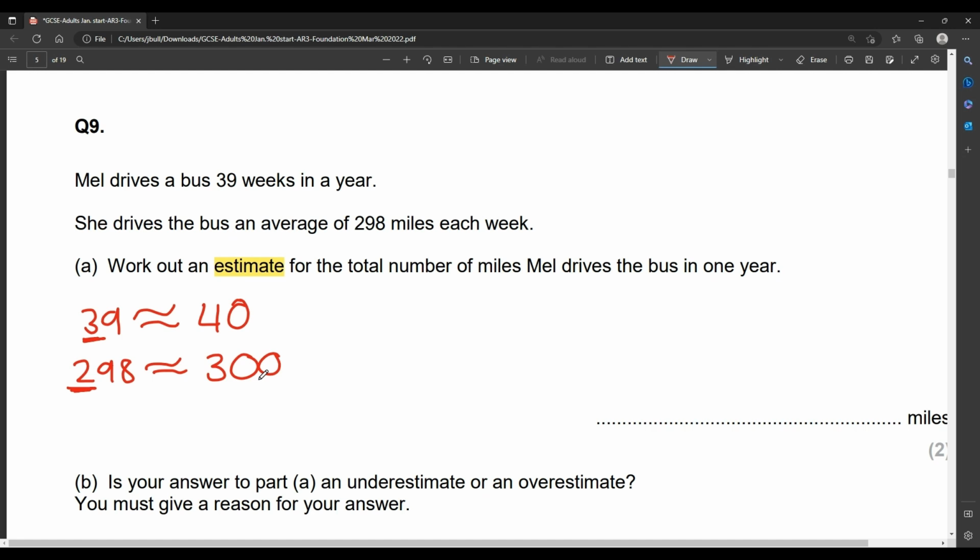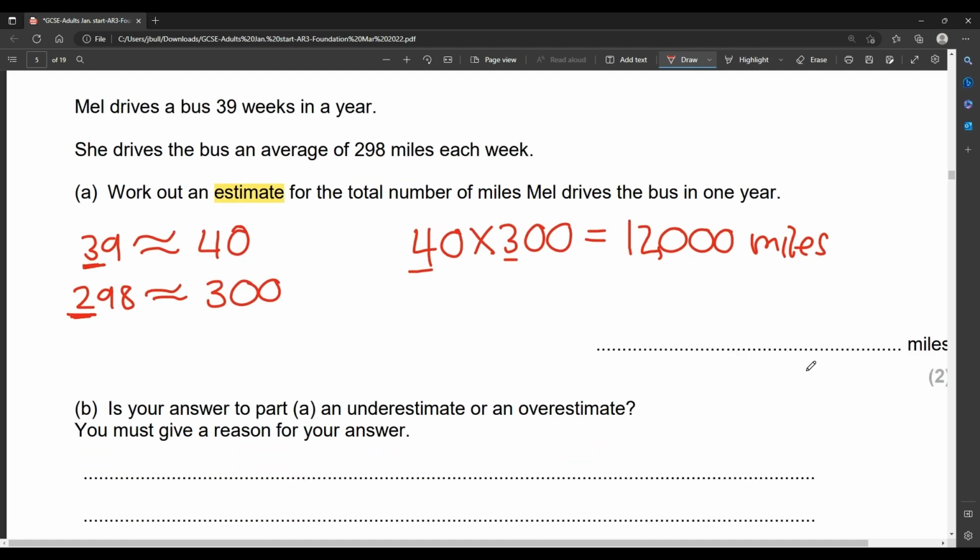And then we would work out the total just as we usually would. So we want 40 miles times 300 weeks. So 4 times 3 is 12. And we just add all these zeros on. So we're going to get 12,000 miles per year.